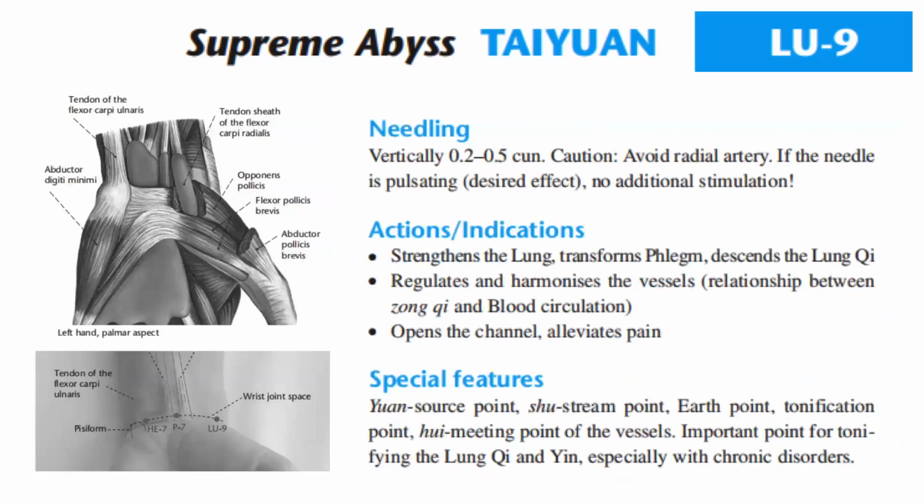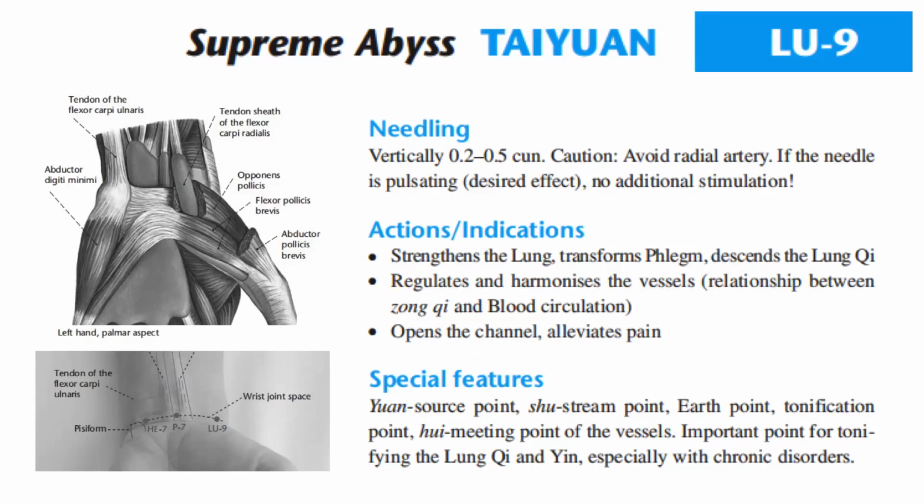Needling of Lung 9 is vertically 0.2 to 0.5 cun. Caution, you have to avoid the radial artery. If the needle is pulsating, which is the desired effect, there is no need for additional stimulation.